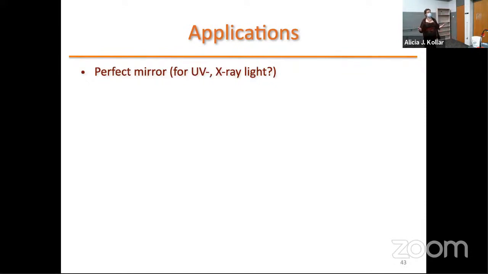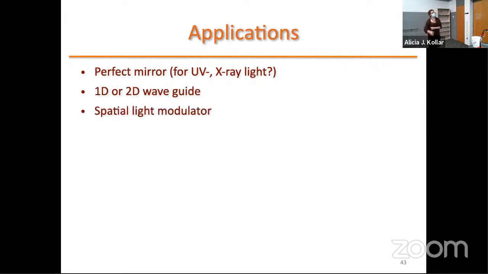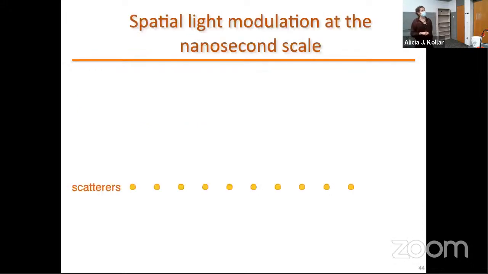So there's, of course, the thing with the perfect mirror. And the question is, can we actually use that to make a perfect mirror for light, which is usually not so easy to build a mirror for, right? In this case, of course, we have to make that very small. And this is a little bit of a challenge, and we are working on this, but I'm not going to talk about that. There's obviously the waveguide. What I will show you is that one can use something like that as a spatial light modulator. And that's what I'm going to start with.